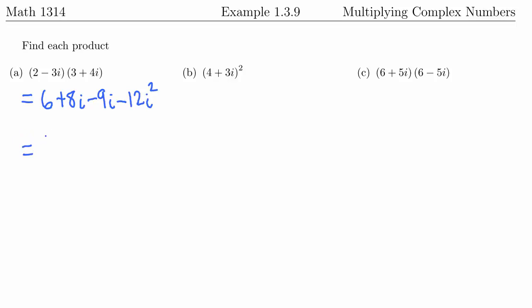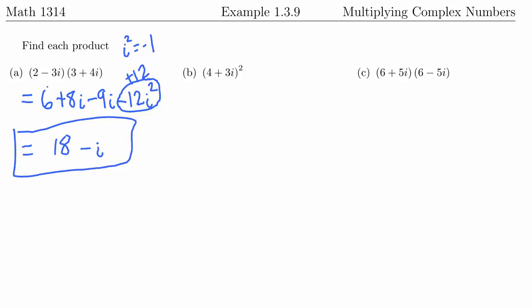Then we need to combine like terms. 8i and negative 9i combine to give you negative i. 6 and negative 12i squared don't look like they're the same. However, they are, because you should remember i squared is equal to negative 1. So this is negative 12 times negative 1, which gives you a positive 12. So 6 plus 12 is 18. So 2 minus 3i times 3 plus 4i is 18 minus i.